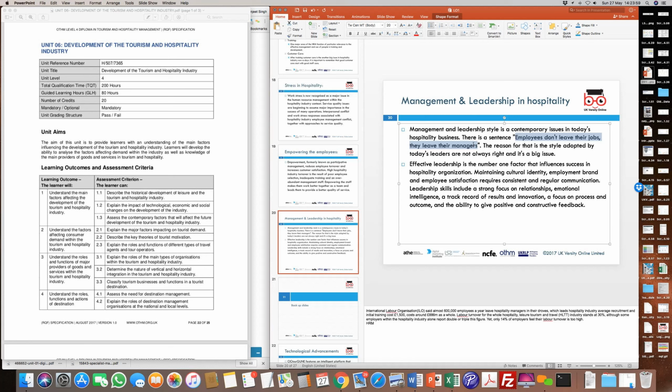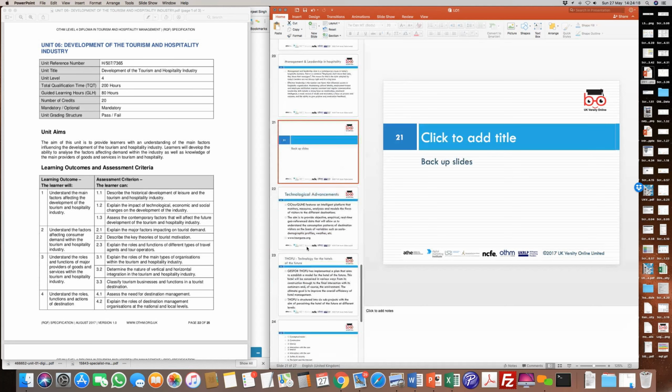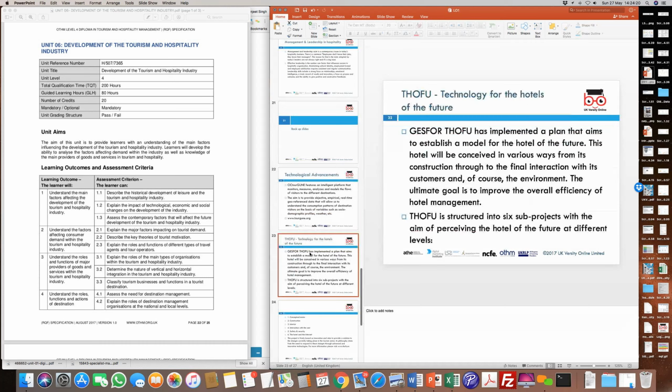So this saying has also come across from the services sector in general, which says employees don't leave their jobs, they leave their managers. And this is sometimes down to the leadership style and the abilities which the person has who's actually working in this particular role.